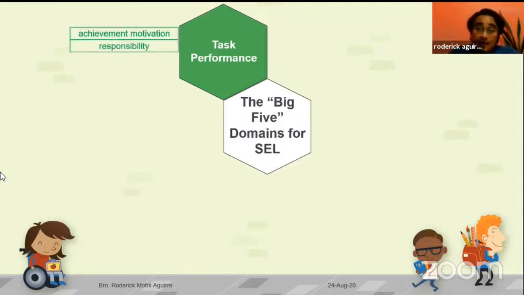Next would be responsibility. By allowing our students to partake in a collaborative effort, there's what we call delegation of responsibilities and tasks. Our students now are given certain tasks to be able to fulfill those tasks in the context of a whole.